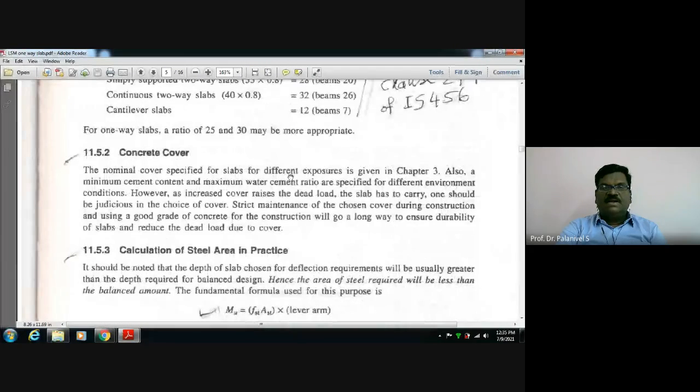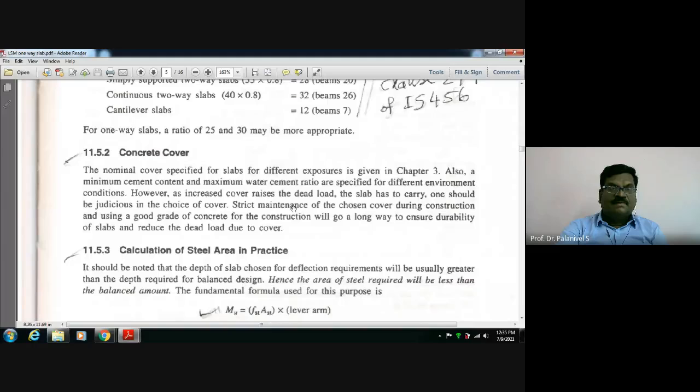Concrete cover. Concrete cover should be minimum clear cover. The cover to be provided to the slab depends on the exposure condition, whether it is exposed to a mild environment or severe environment, whatever it is. The clear cover should not be less than 15 mm. Okay, 15 mm only, right? The clear cover should not be less than 15 mm.